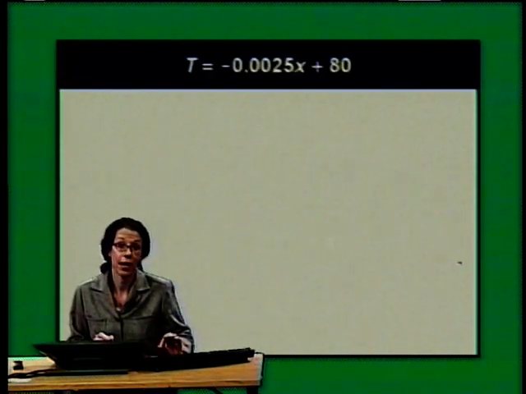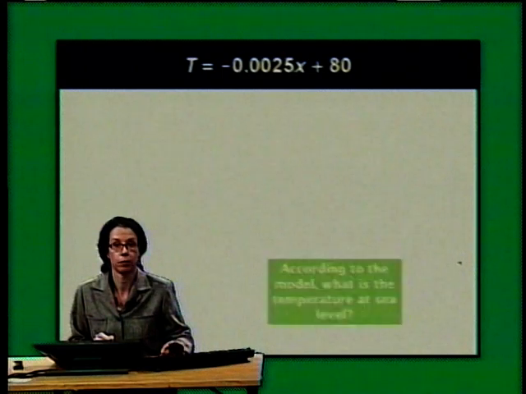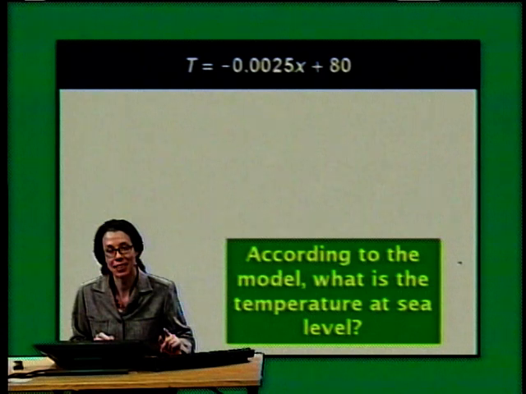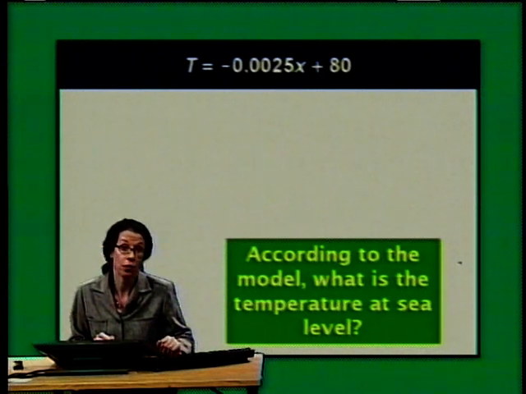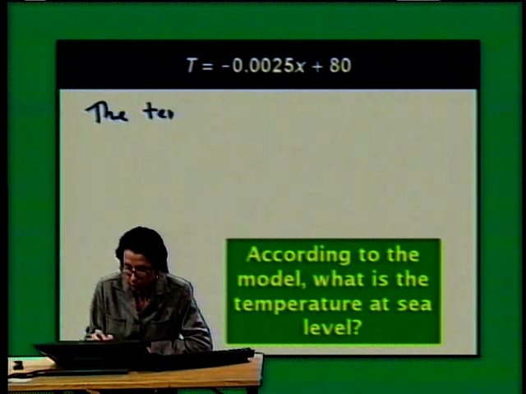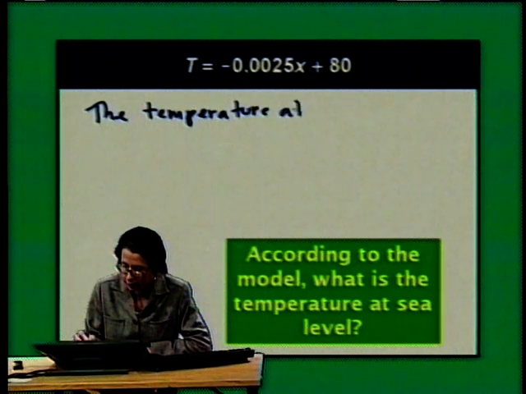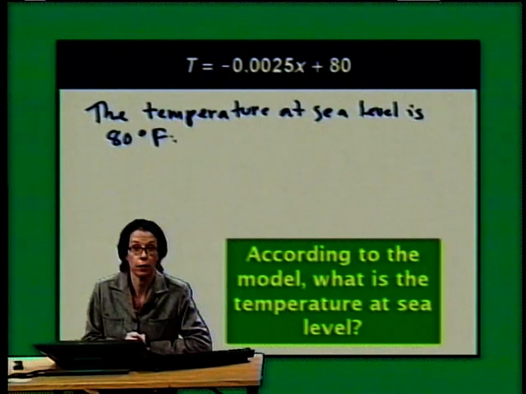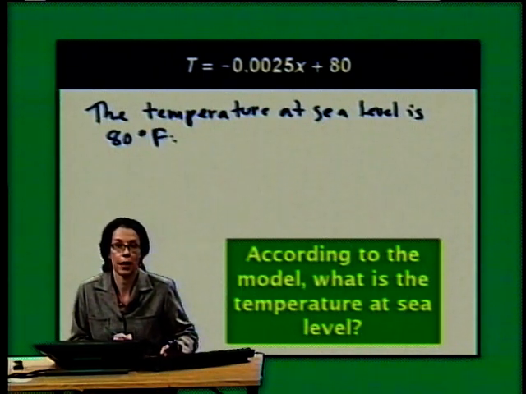So now I can answer some questions using my model. For example, according to the model, what is the temperature at sea level? Well, at sea level, the altitude is 0 feet. This is just the vertical intercept of my graph. So the temperature at sea level is 80 degrees Fahrenheit. Let's see what other questions we can answer.